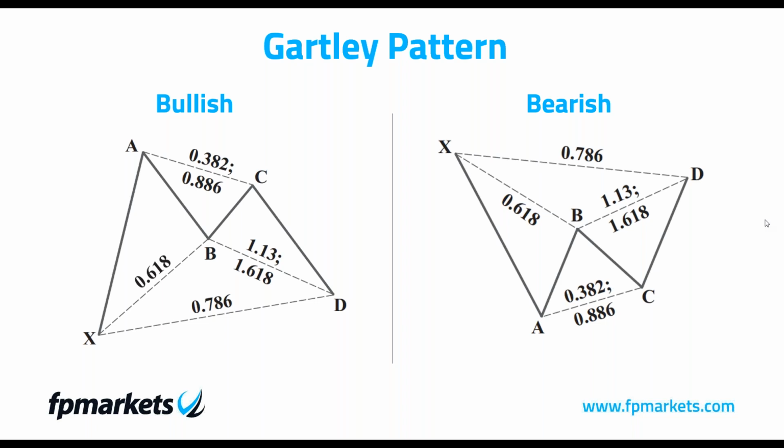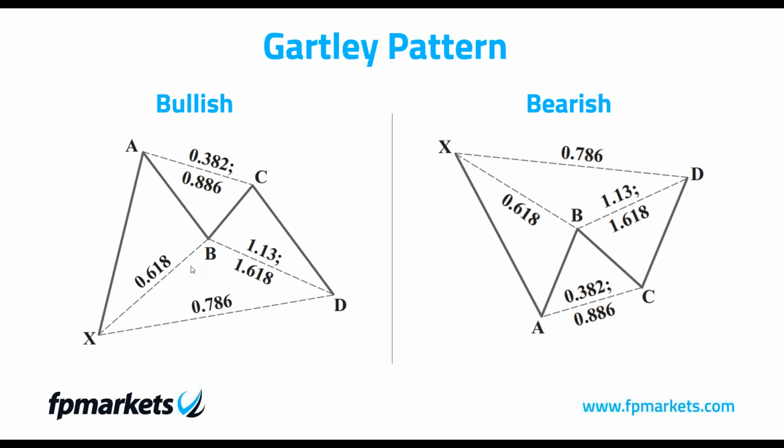Right, so as you can see from the slide, the pattern kicks off with requiring a clear 61.8% Fibonacci retracement taken from legs X to A, so the retracement of XA. We draw the Fibonacci retracement from point X to point A, and we're looking for a retracement of 61.8%, and this will be your point B.